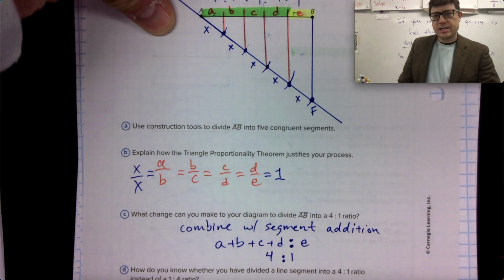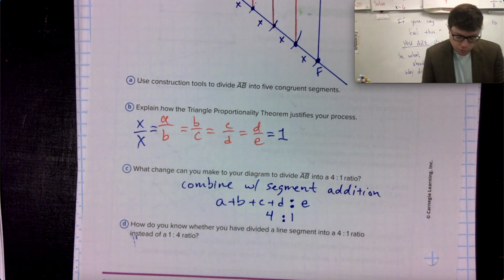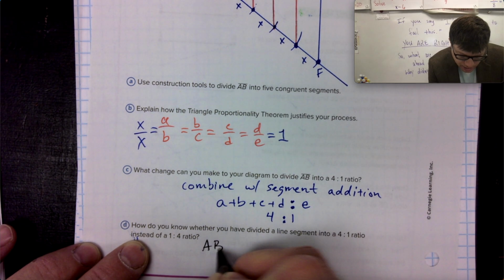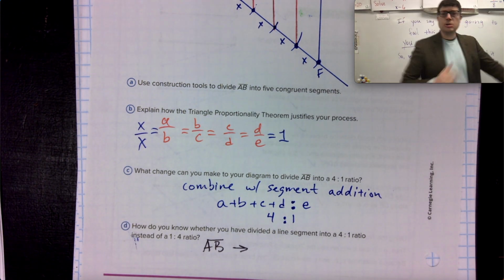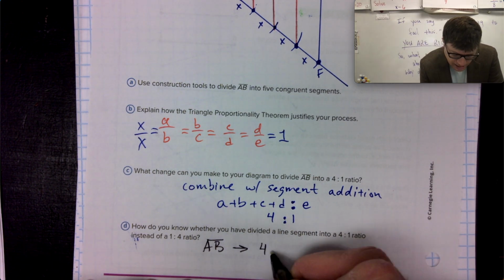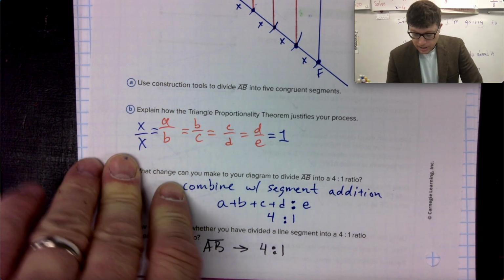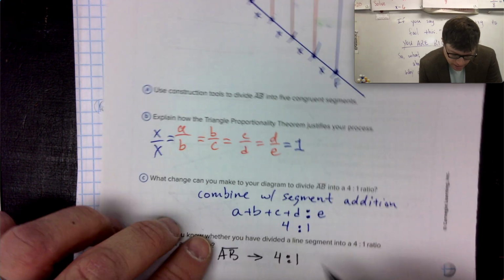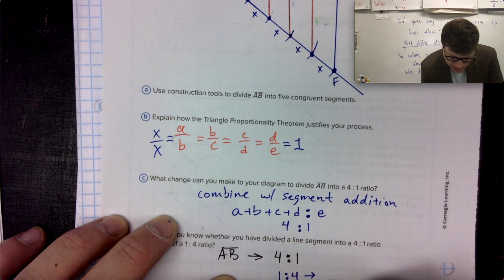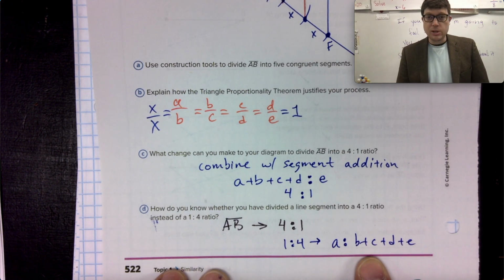How do you know whether you divided a segment into a 4 to 1 or a 1 to 4? It's all about the direction. If the direction is along AB, then the direction is going from A to B. And so if you're going to put 4 segments together in order and leave one off at the end, the reverse would be like this. I'm going to put A alone, and then I'm going to group the rest of them. A 1 to 4 ratio would be A compared to B plus C plus D plus E. And we didn't do that. We didn't do B plus C plus D plus E. We did the reverse of that.